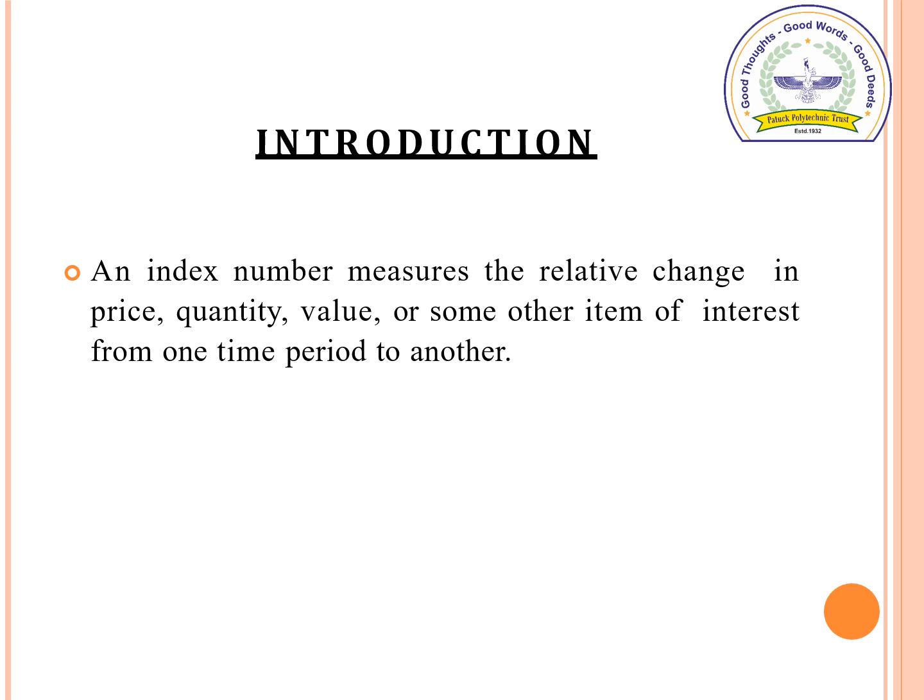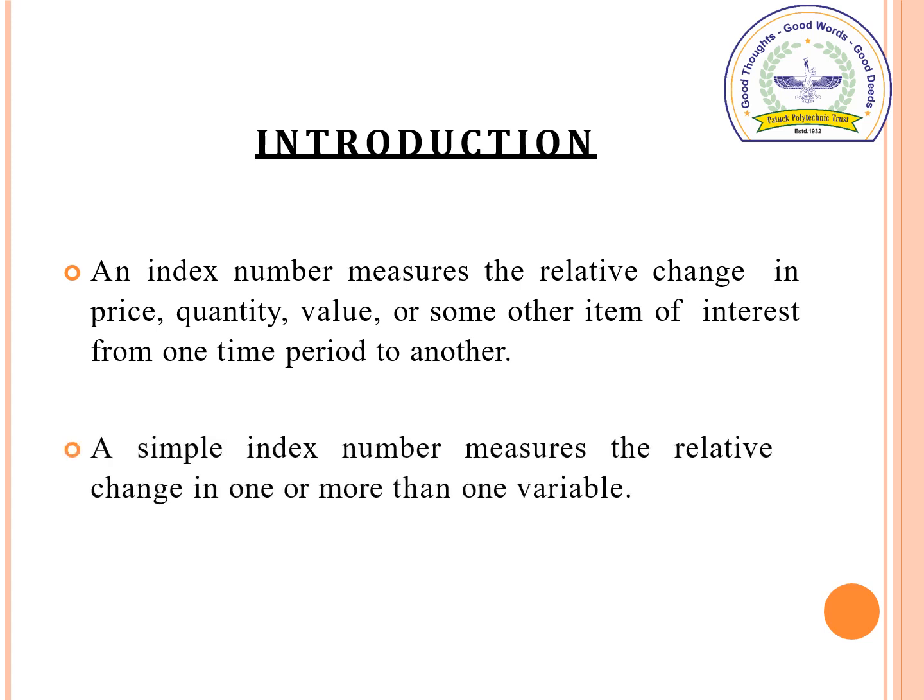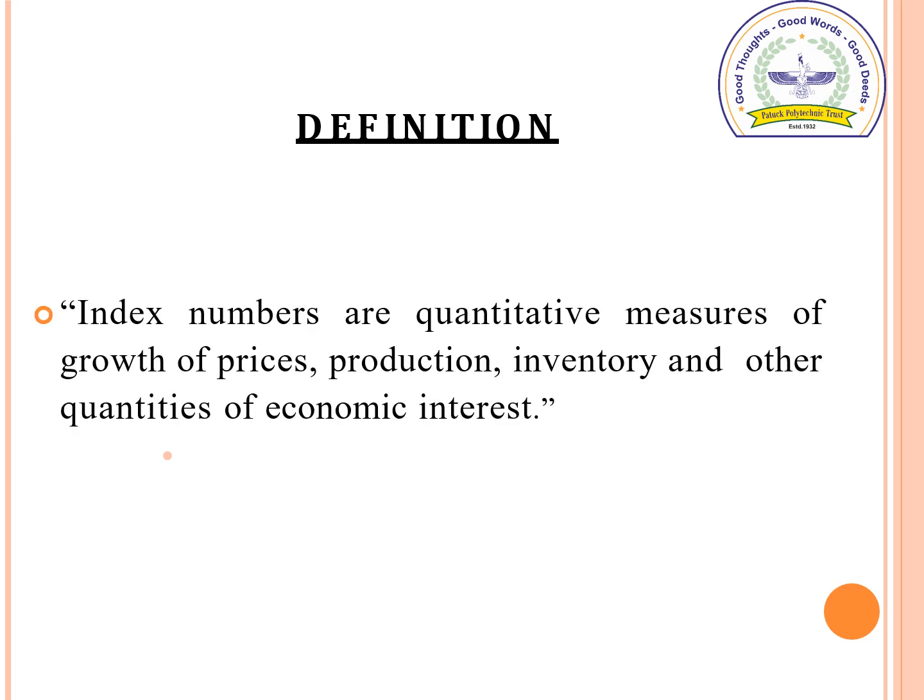Let's see what is index number. An index number measures the relative change in price, quantity, value, or some other item of interest from one time period to another. A simple index number measures the relative change in one or more than one variable. Definition of index number: Index numbers are quantitative measures of growth of price, production, inventory, and other quantities of economic interest.